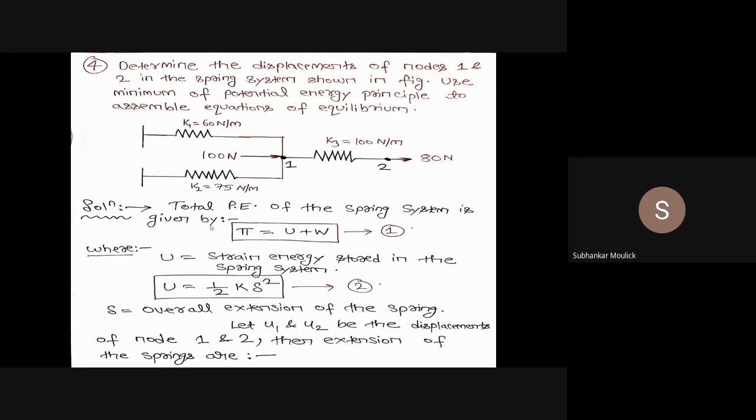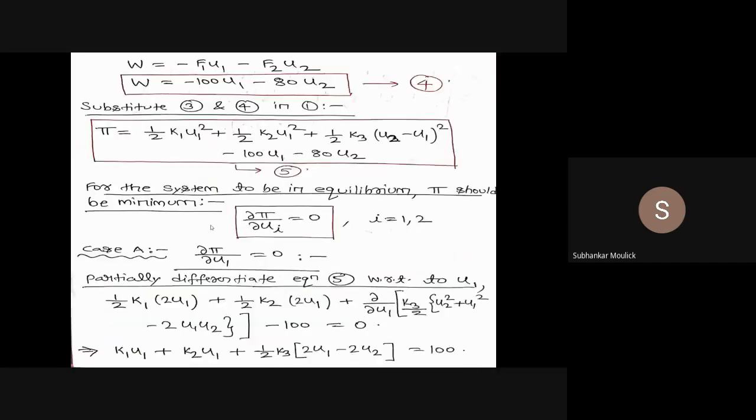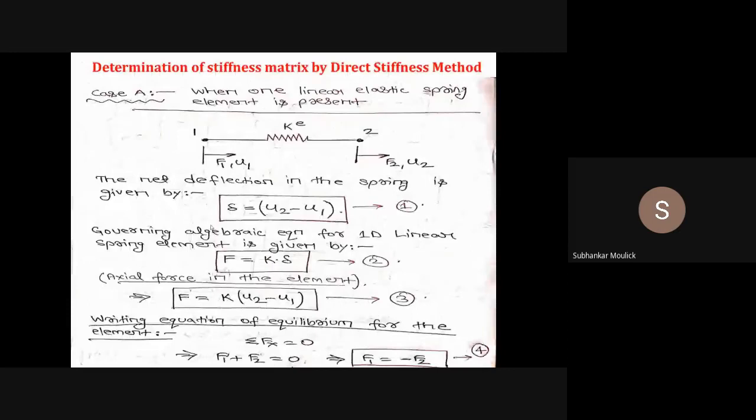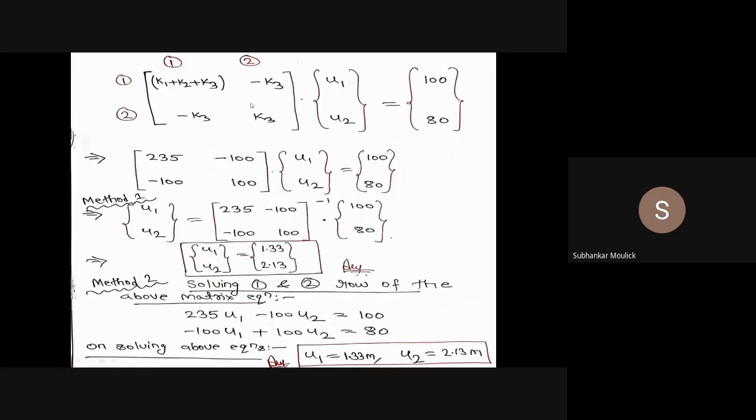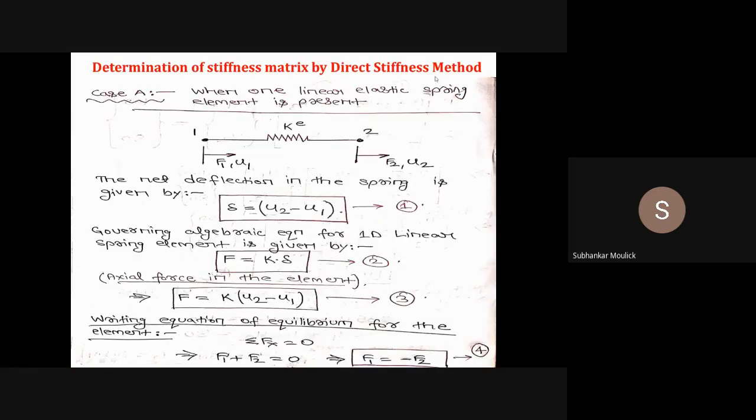Now we are moving on to the second subtopic of this second module, and that is determination of the stiffness matrix by the direct stiffness method. If you remember, so far we have found the stiffness matrix for a problem by the potential energy approach, but now we will be using the direct stiffness method to find the stiffness matrix.